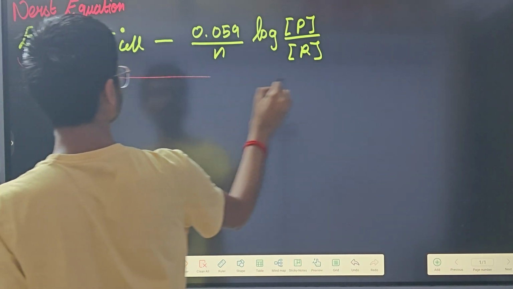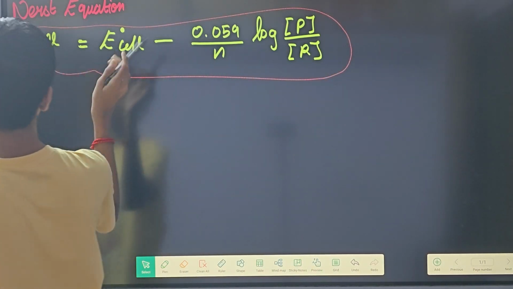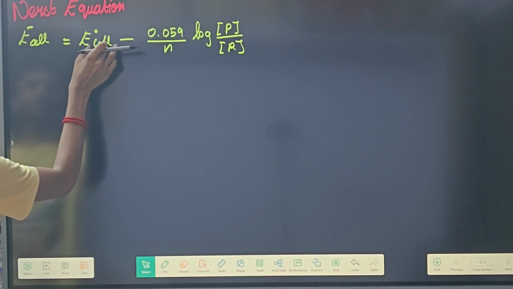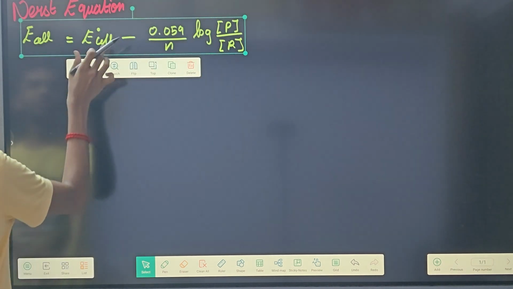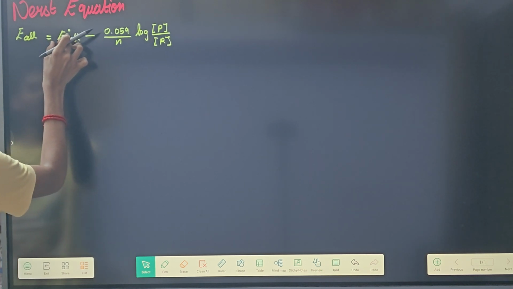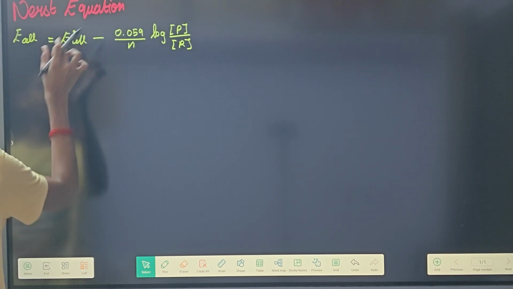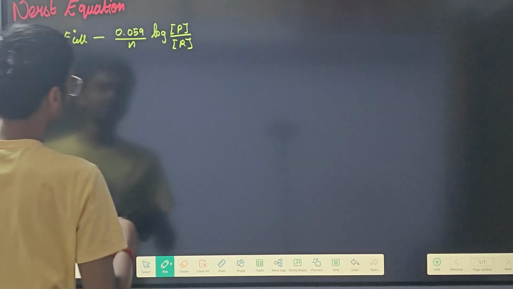Into log of products divided by reactants. So this is what the Nernst equation is. Now we shall see how this equation actually came. It may look very complicated, but believe me, once you have done just 2 sums, this equation will be your pet. Very, very easy.